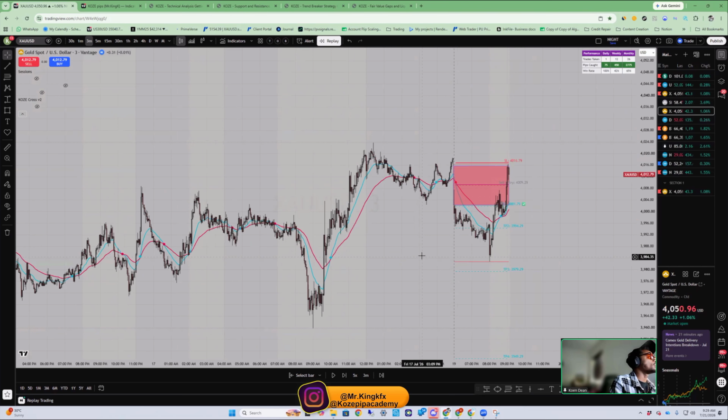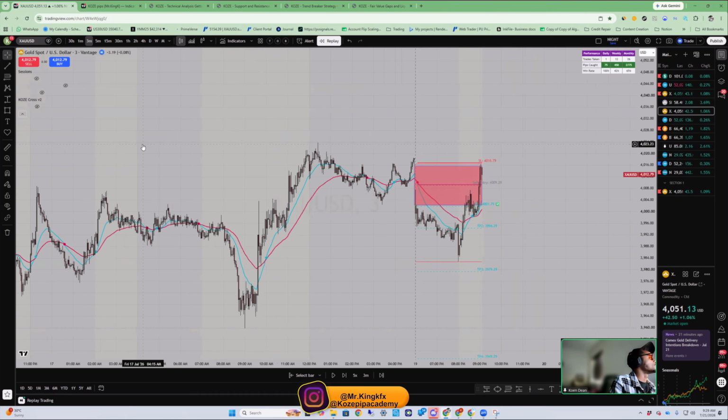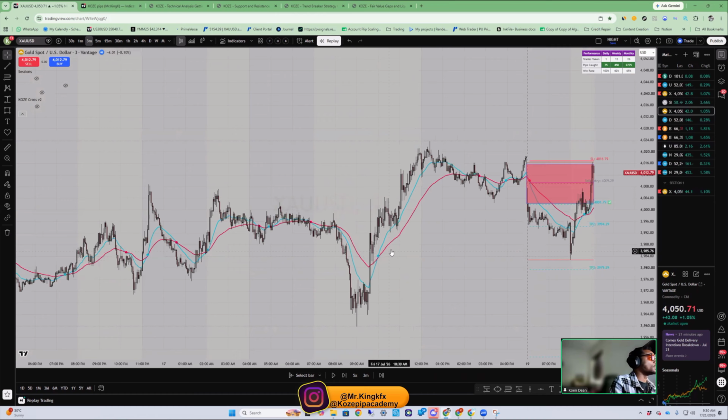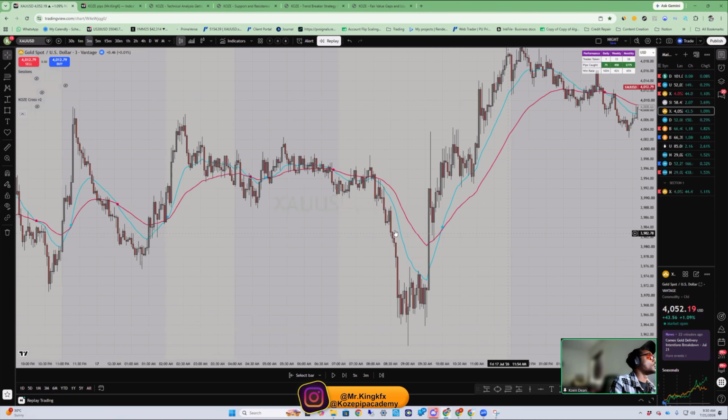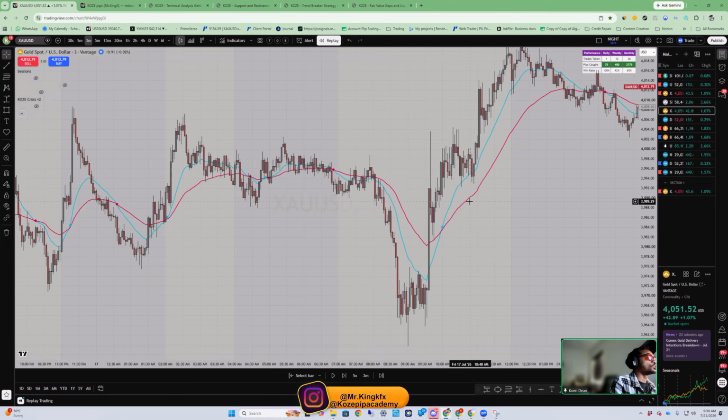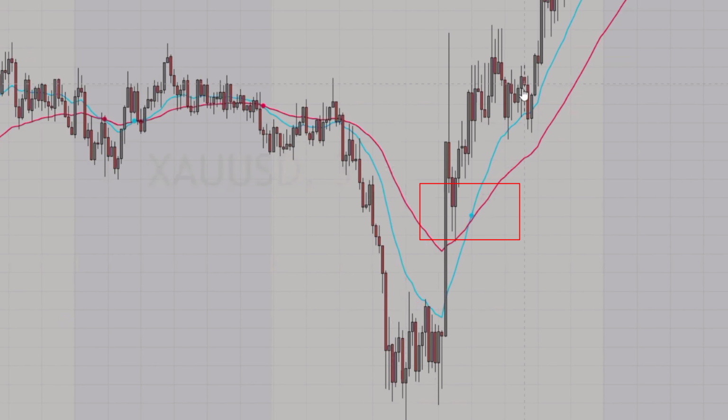Now, the way that it's getting called out, I'm going to show you guys by showing you the opportunity itself. So this is going to be our blue bubble. We see our blue bubble whenever our fast EMA is going to cross our slow EMA. That is going to, and it's crossing to the upside.